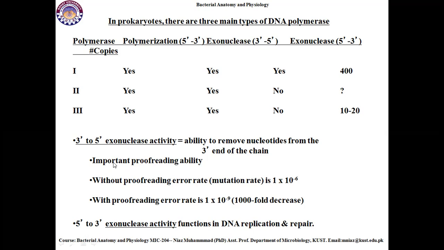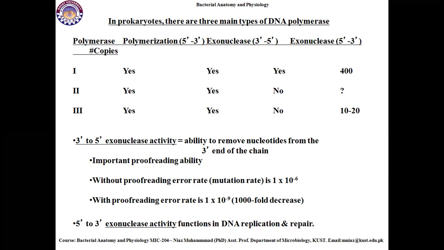These exonucleases have an important proofreading ability. Without proofreading, the error rate, or mutation rate, is 1 in 10 to the power of 6. With proofreading, the error rate is 1 in 10 to the power of 9, a 1000-fold decrease. So 5 to 3 prime exonuclease activity functions in DNA replication and repair. This slide tells about this.